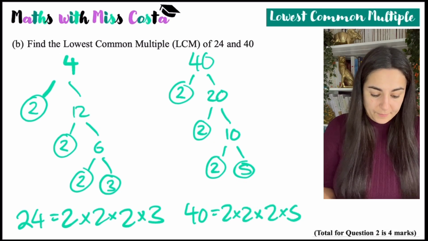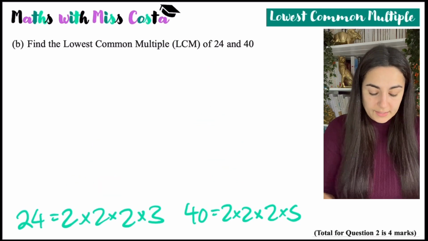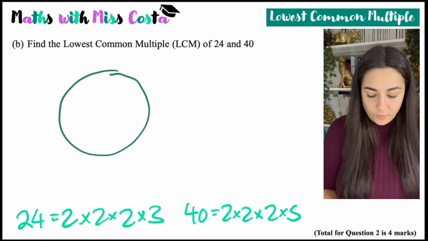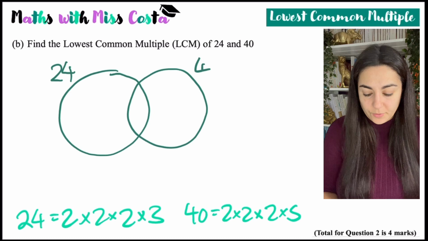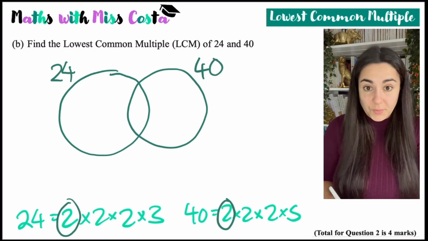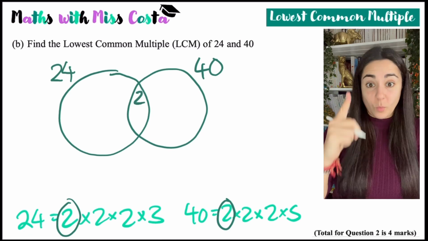Now let's look at our Venn diagram again. So let's choose a different colour. You've got 24 and 40. All the factors of 24 go in this circle. All the factors of 40 go in that circle. So what have we got in common? Well, we've got a 2 in common. So I write that in, and I only write it in once because it's common to them both once.